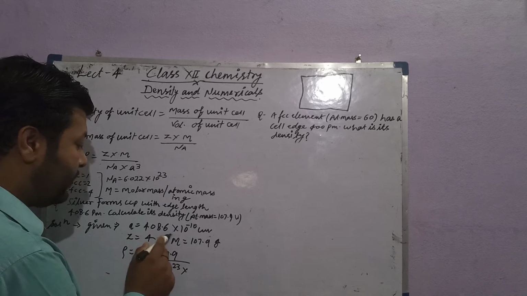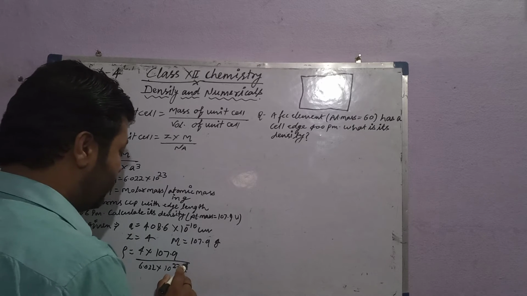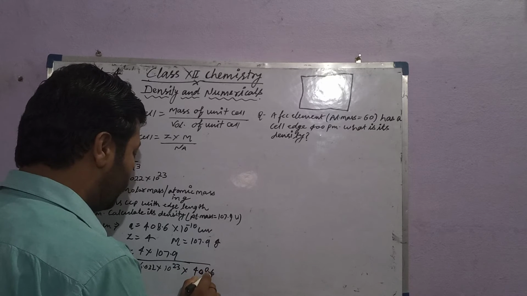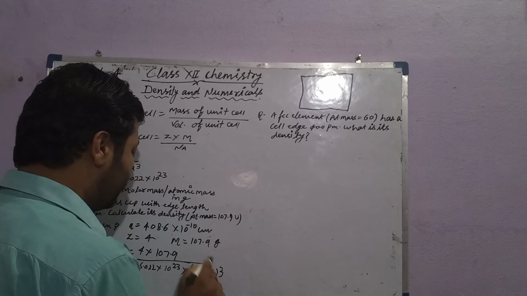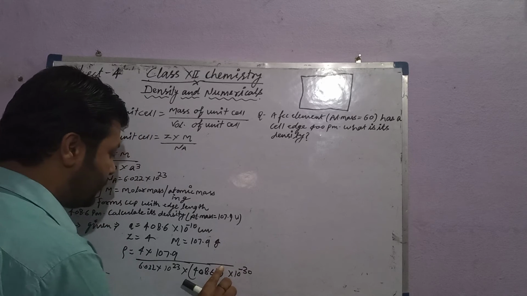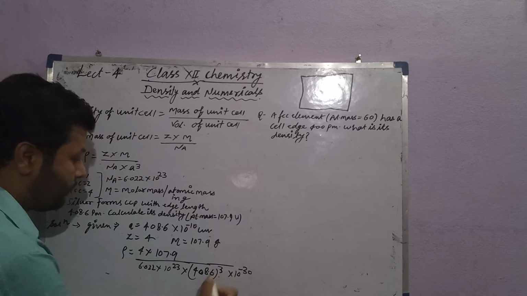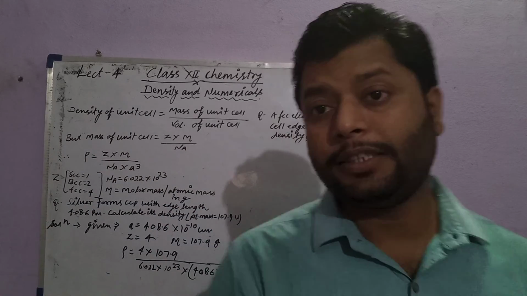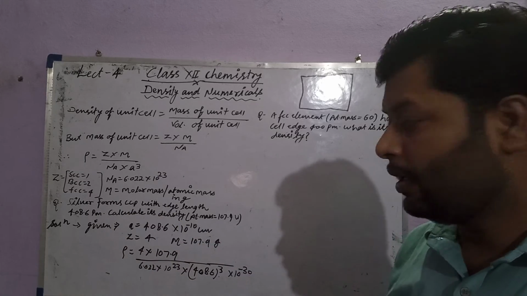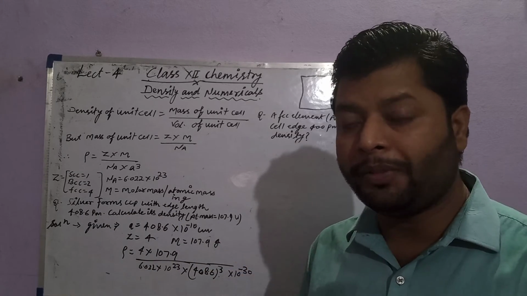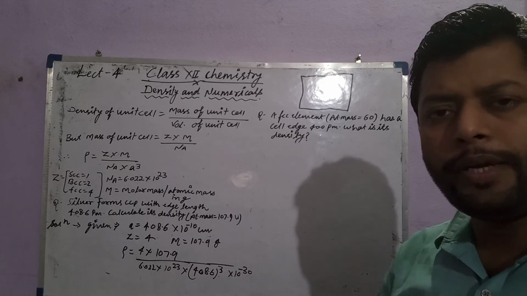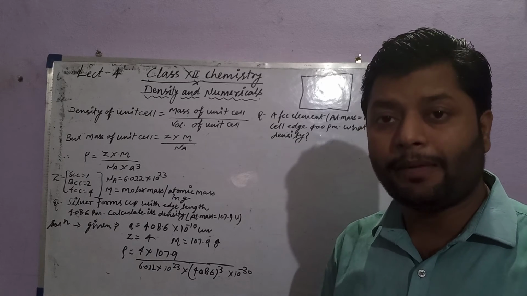And you have to calculate the cube of 408.6, that is 408.6 cube, and the cube of 10 to the power minus 10 is 10 to the power minus 30. So class, to get the value of density of the unit cell in this numerical, just put in all the given values, because the question is totally based on the formula only. No twisting, no conceptual things are there.